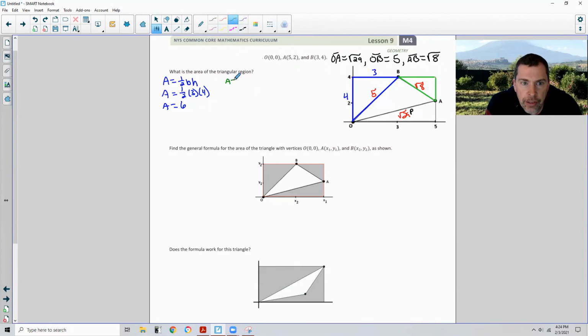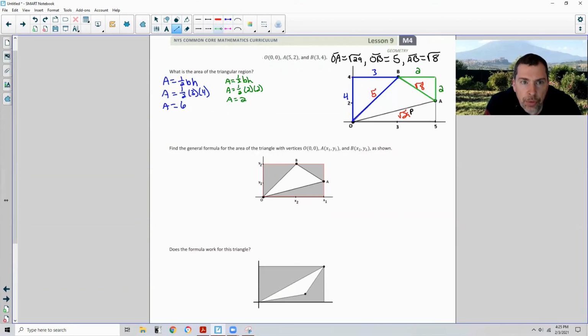So area equals 1/2 base times height. The area equals 1/2. This distance from 3 to 5 is 2, and the distance from 2 to 4 is 2. So the base is 2 and the height is 2. That's 2 times 2. Half of 2 is 1, and 1 times 2 is 2. So the area of the green triangle is 2.